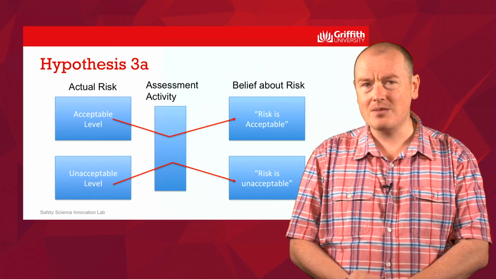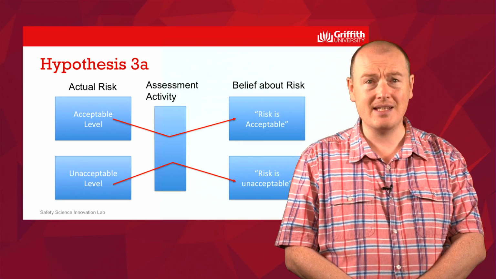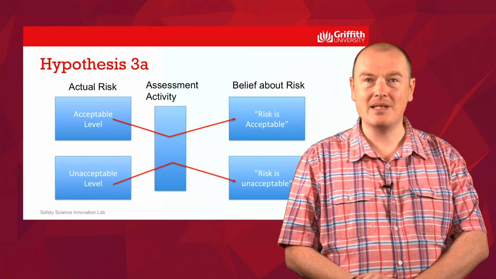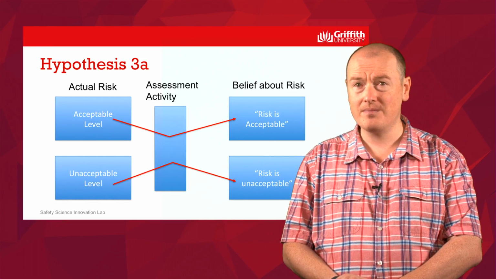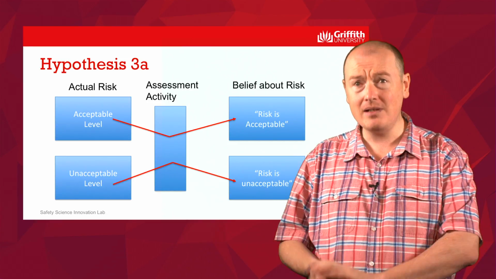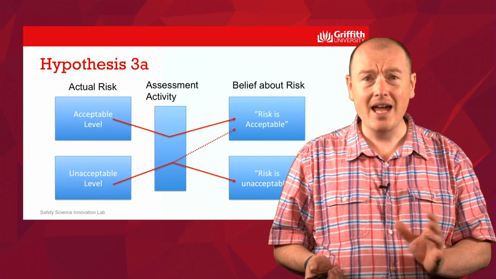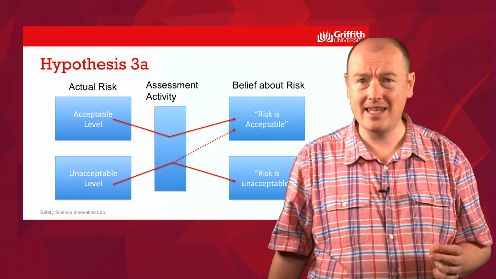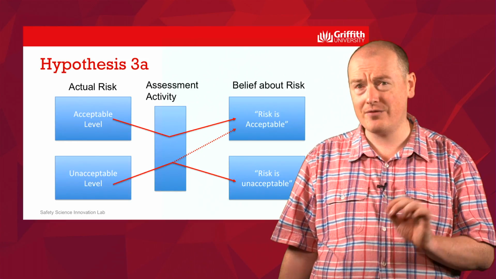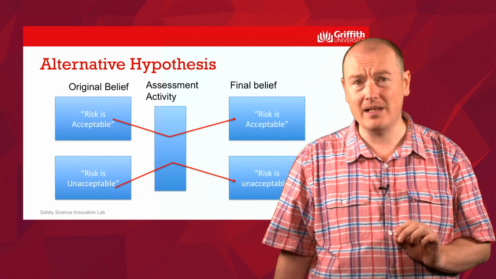So here's the way that particular hypothesis would look. We've got two broad situations, one in which risk is acceptable, one in which it's unacceptable. And we have formal risk assessment as a process for telling us which is which. Most of the time it gets it right. It says that acceptable risk is acceptable, and it says that unacceptable risk is unacceptable. Occasionally it gets it wrong, and it says that unacceptable risks are in fact acceptable, and that's where we have accidents.